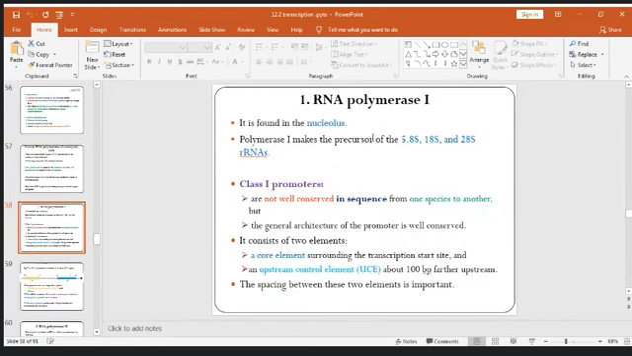When we see the RNA polymerase 1, it is found in the nucleolus, I told you. And the polymerase 1 makes a precursor of 5.8S, 18S, and 28S ribosomal RNAs.